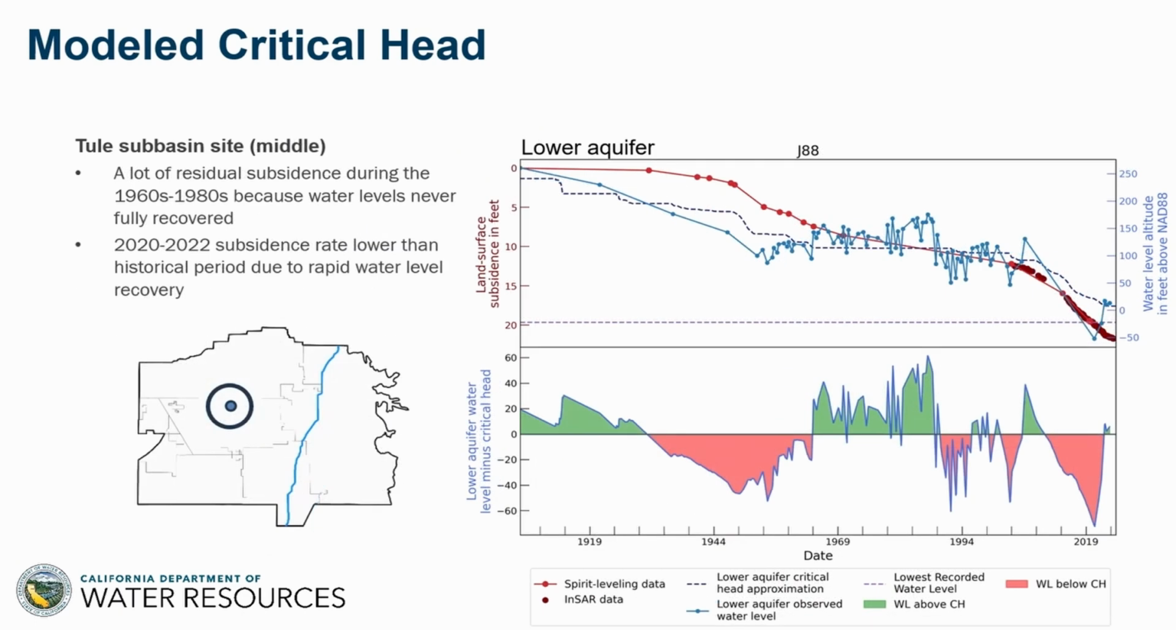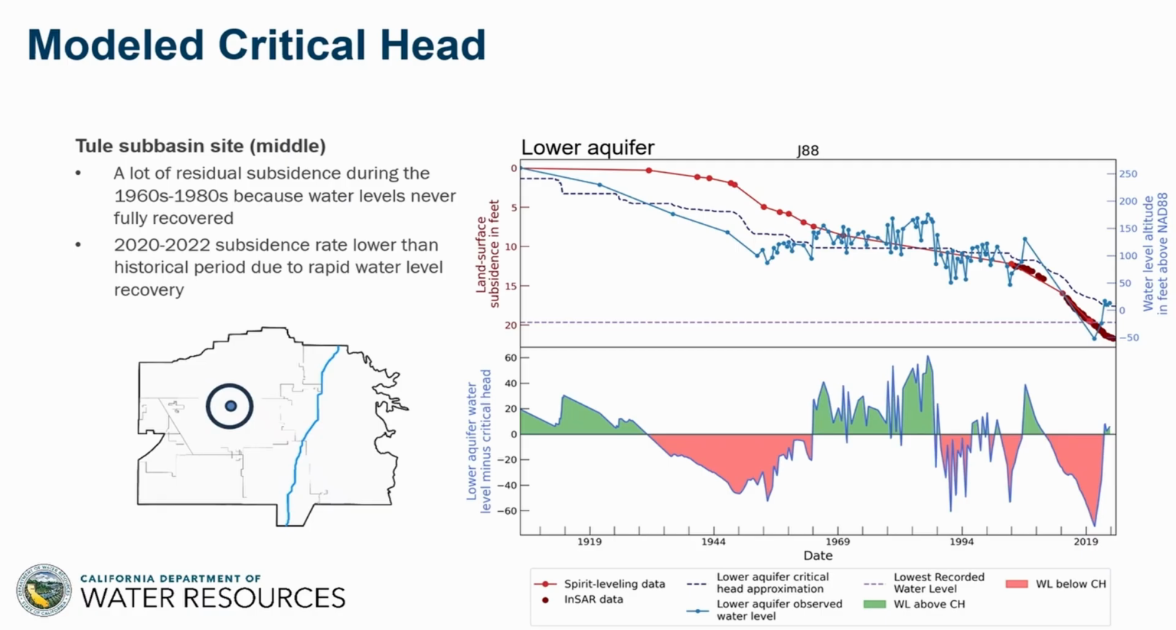So here's the critical head estimation for the middle Tule subbasin site. Again, I'll note that I'm showing only the lower aquifer in this figure because the vast majority of subsidence in this location is from the lower aquifer based on nearby extensometer data. So this site has had a lot of historical subsidence, particularly between 1940 and 1970, and then again between 2004 and present day. So you can see the critical head exceedances during those two periods on the figure in red.